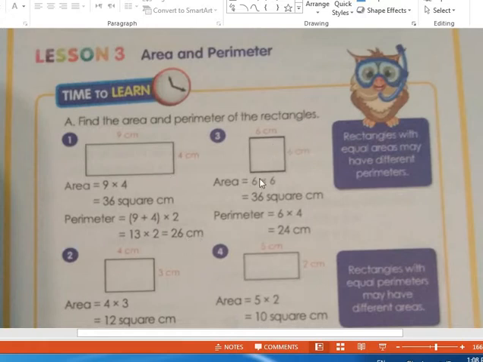Here, this is a square. I have here the side is 6 centimeters, so the area equals side times side. So area equals 6 times 6 equals 36 square centimeters. The perimeter is the total sum of the outside lengths, so it will be 6 times 4. Here the side is repeated 4 times, so 6 times 4 equals 24 centimeters.